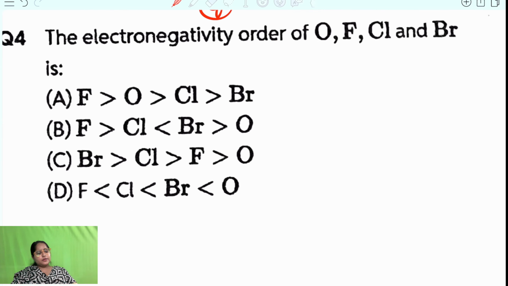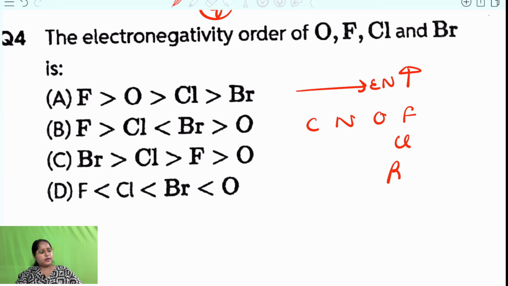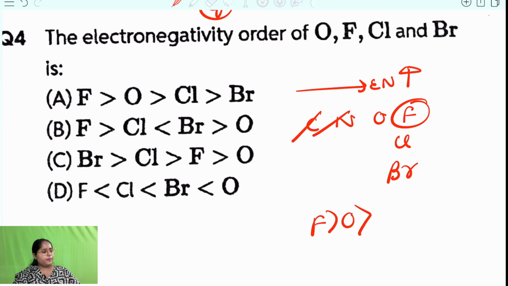The electronegativity order of O, F, Cl, Br. Left to right, electronegativity will increase. So here we will have nitrogen, then below fluorine we have chlorine, then we have bromine. Left to right increases. So fluorine is maximum, that is 4, then we will have our oxygen, then chlorine and then bromine. So fluorine, oxygen, chlorine, bromine, fourth option A.